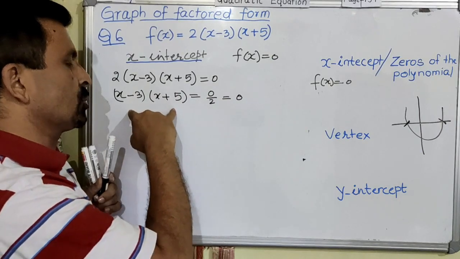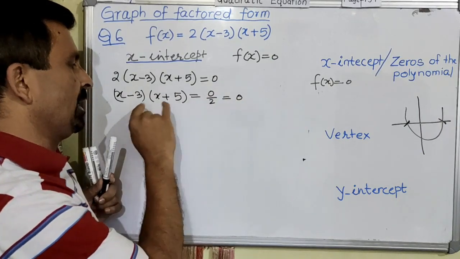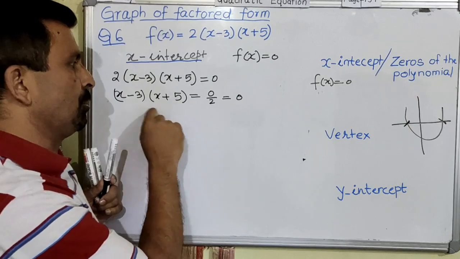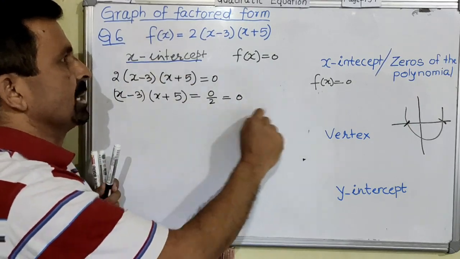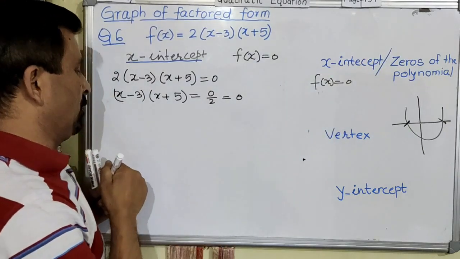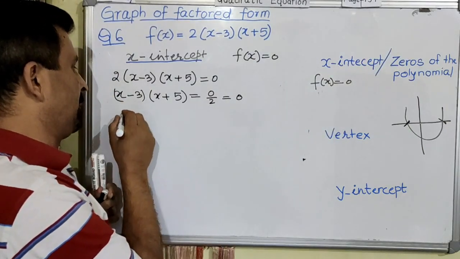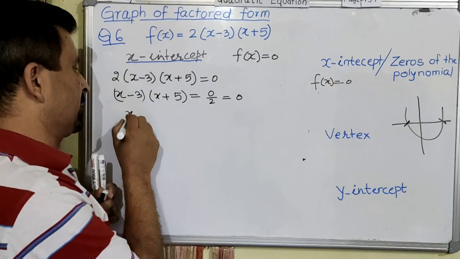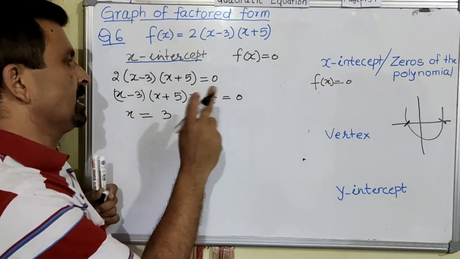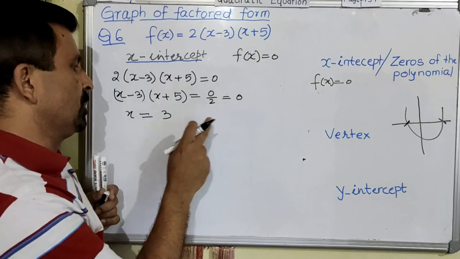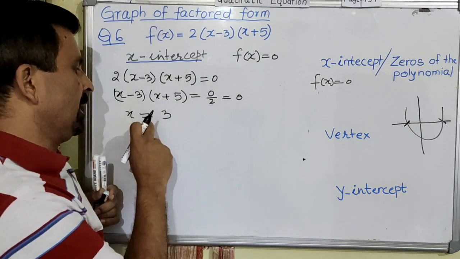Now the product of these two terms is equal to 0. So we will equate one by one both the factors as equal to 0. And that's how you are getting the two x intercepts or the zeros of the polynomial. So the first value of x will be from here. Directly I can write x will be equal to 3, when you write x minus 3 is equal to 0.